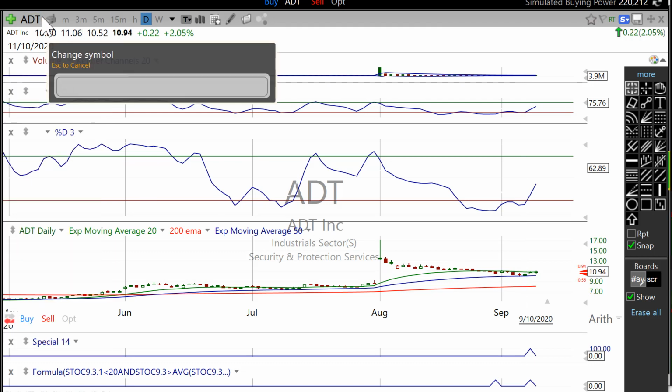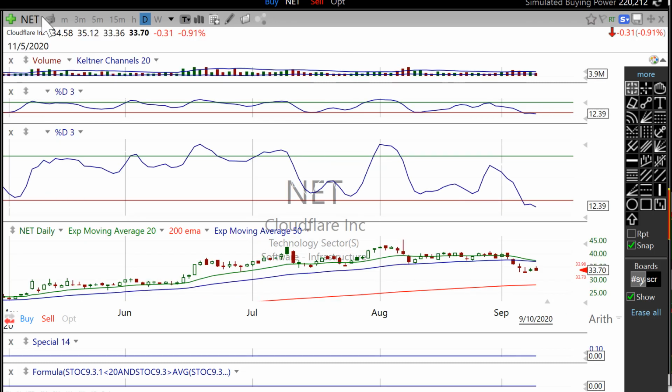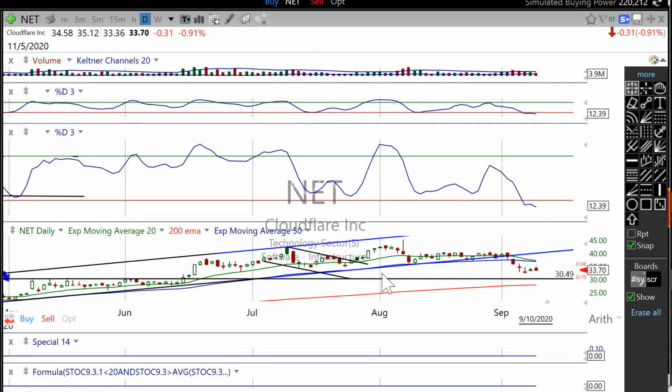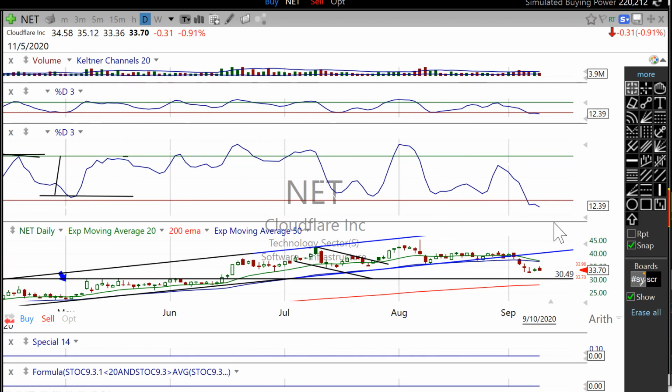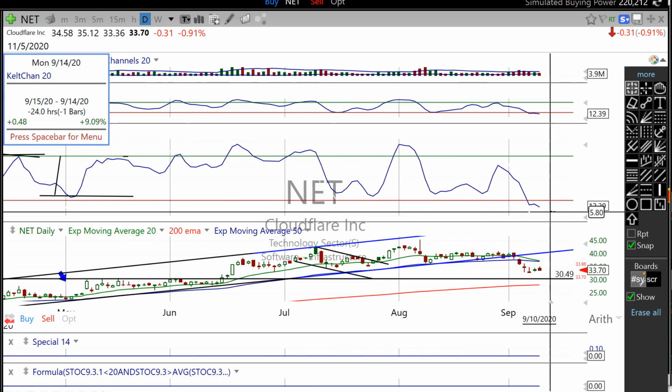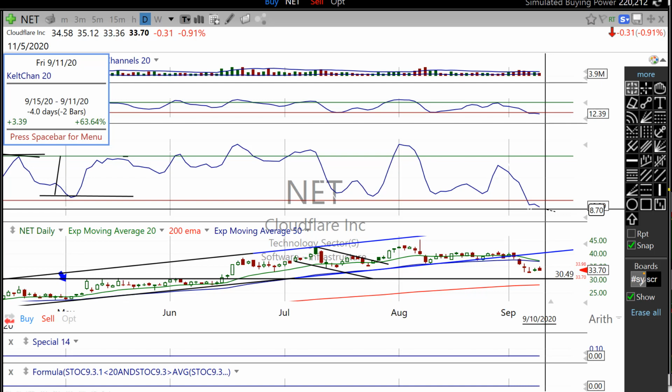Like that one. Another cheap one, which is probably a good swing trade at this point, is NET. And this is a nice pullback off of a gradual trend. It's pulled back enough to get oversold. It's really digging a hole here. It's about 12 on the stochastics, maybe even lower.